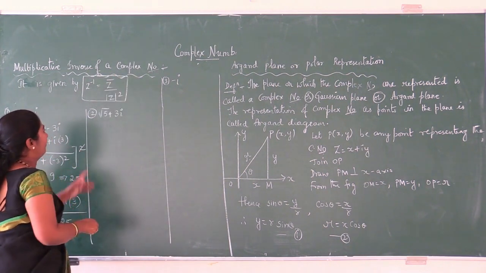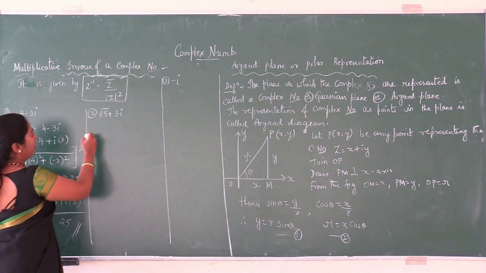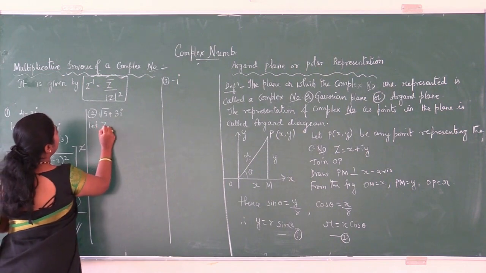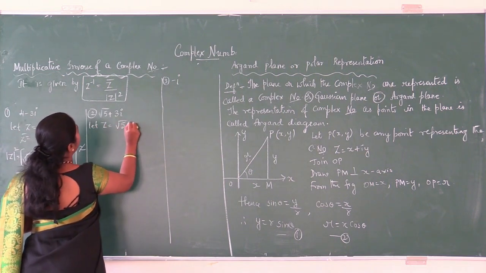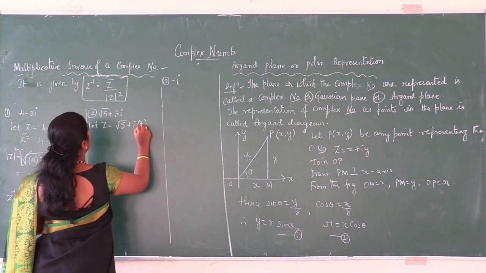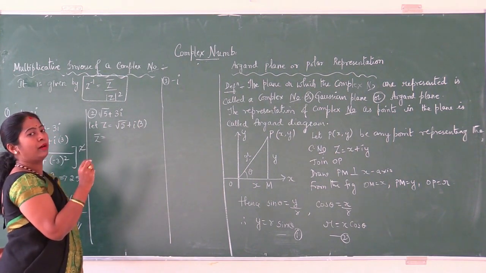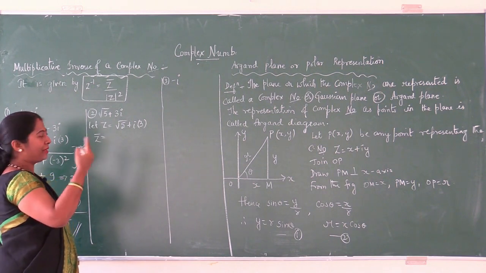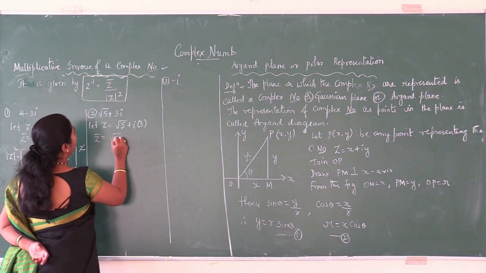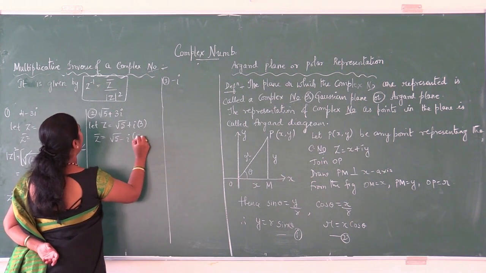Next. What is the first step here? We shall denote it as z. Let z be equal to root 5 plus i into 3. What is z bar? z bar is the conjugate of the complex number, obtained by changing the sign of the imaginary part. This is nothing but root 5 minus i into 3.